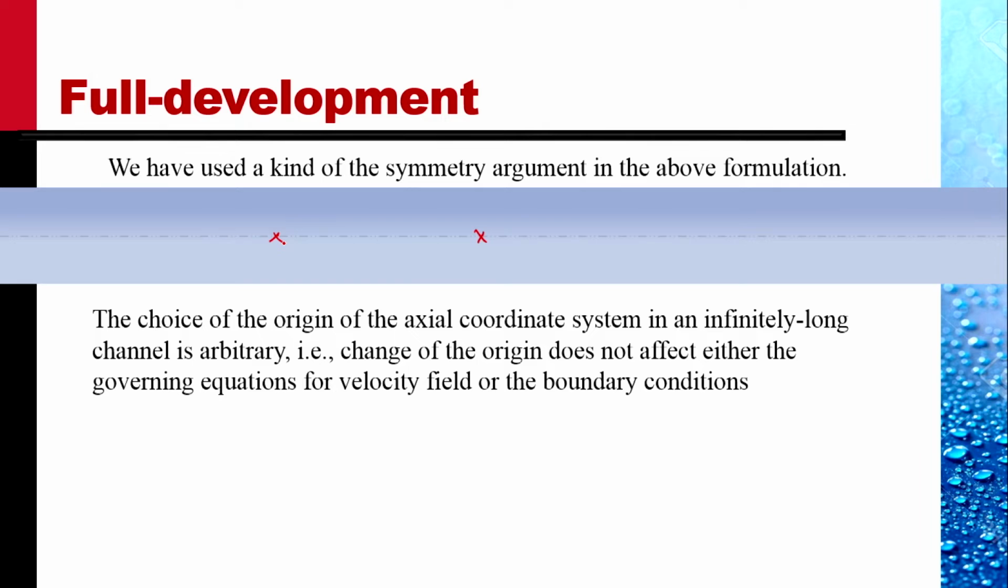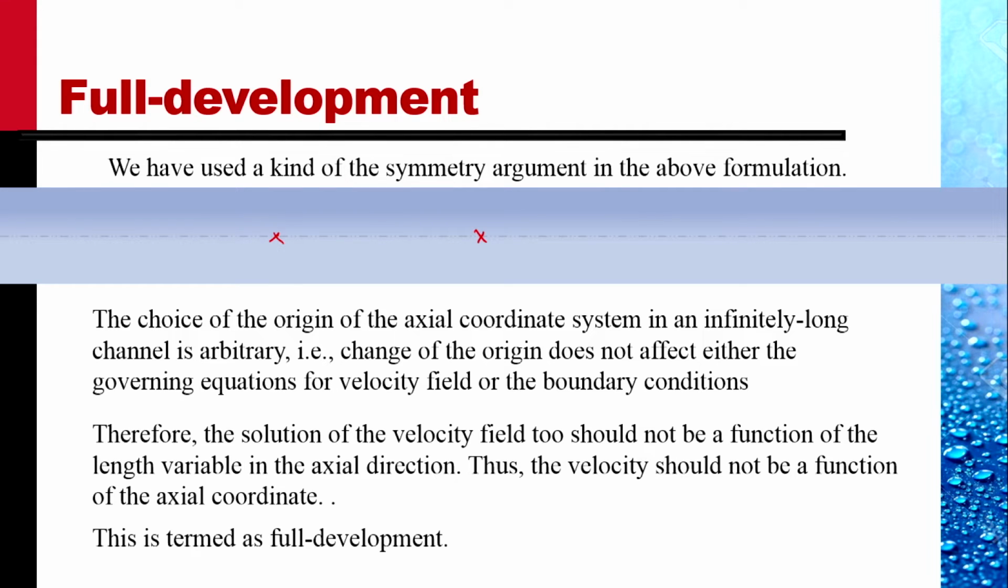Suppose you're looking at this pipe and you blink your eyes, and when the eyes are closed, somebody moves the pipe through a distance. Then would you know when you reopen your eyes that the pipe has moved? No. The picture should appear to be exactly the same as before. This means that the conditions are independent of the coordinate Z.